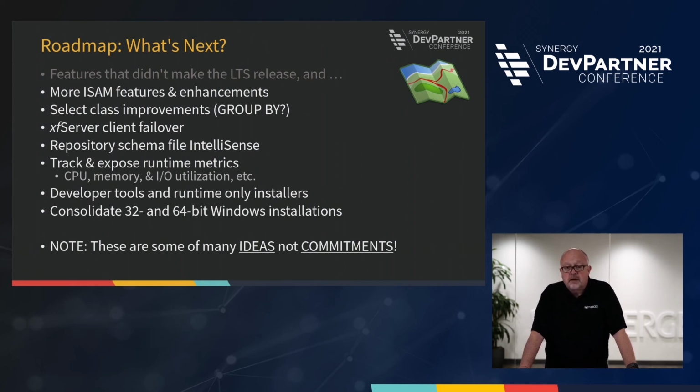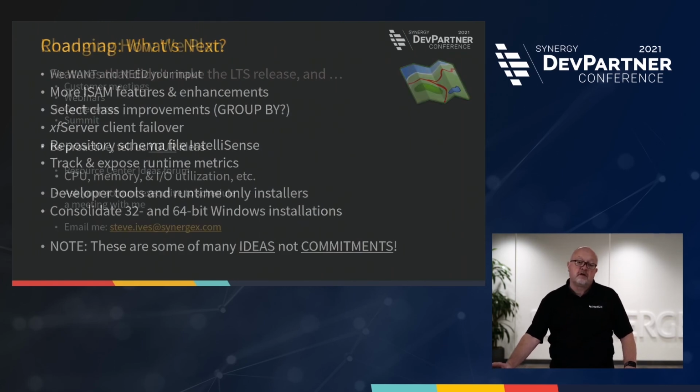We'd like to get to the point where we have a single developer tools installation that has all of the development tools on Windows at least, and then a separate, very small, very lightweight runtime-only installation. And we're still considering consolidating 32 and 64-bit Windows installations into one installer if we can. That's something we'll be looking at going forward. Again, these are some of many ideas. These are not commitments. These are just things that we're thinking of, and some of them are bubbling to the top of the pot at this point in time.